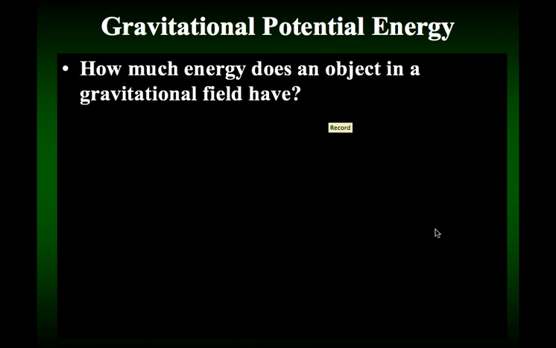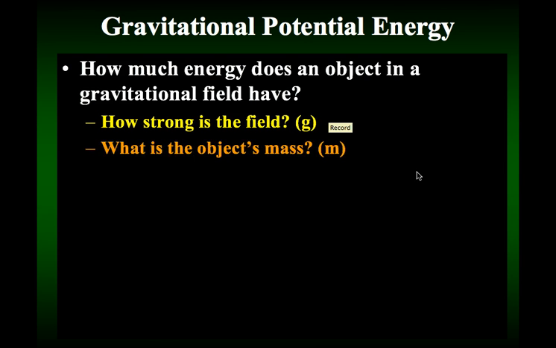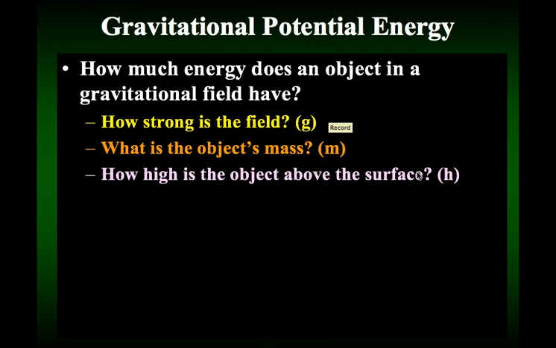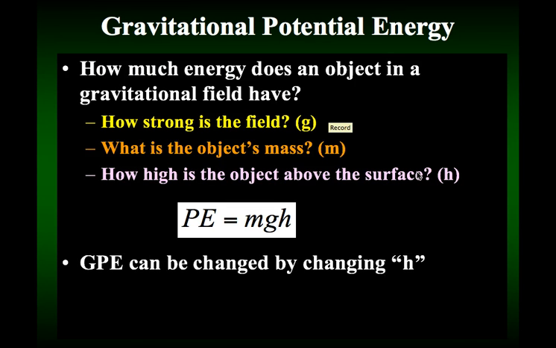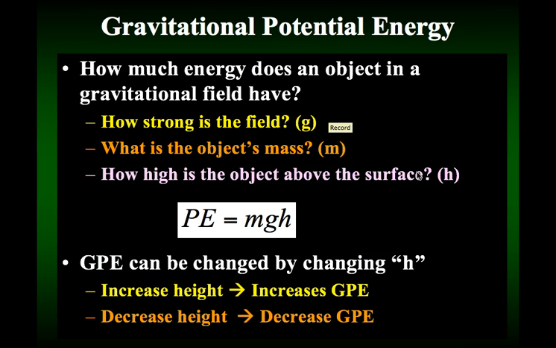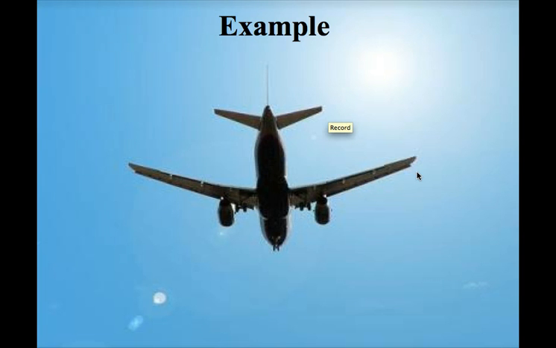So gravitational potential energy. How much energy does an object have in a gravity field? Well, that depends on how strong the field is, what's the object's mass, and how high above the surface it is. So from there we get the formula PE equals mgh, or sometimes written mg delta h. Gravitational potential energy can be changed when you change the height. Increase the height, you increase the gravitational potential energy. Decrease height, decrease the gravitational potential energy.